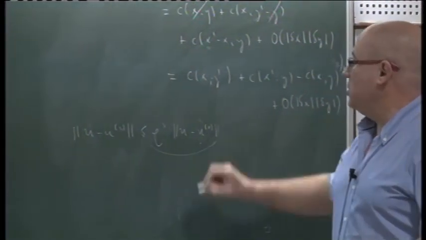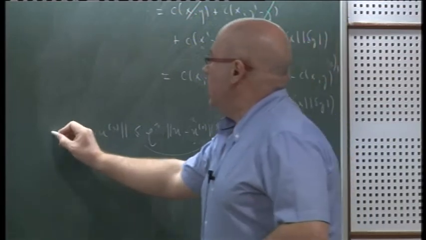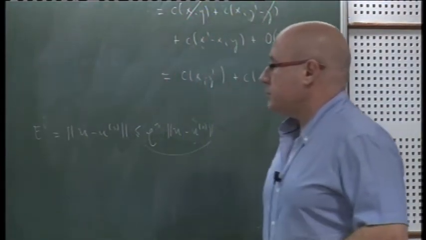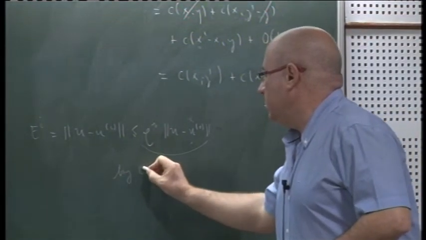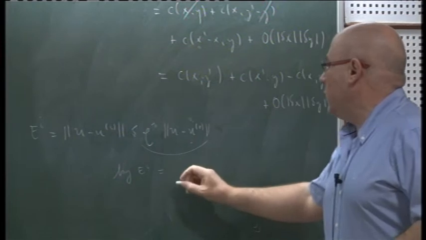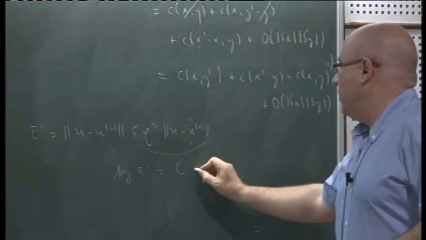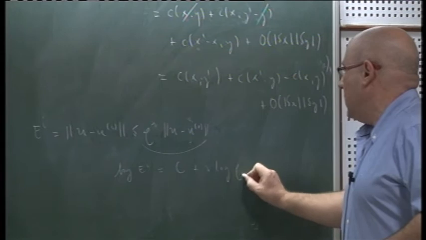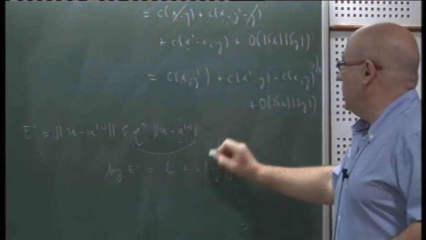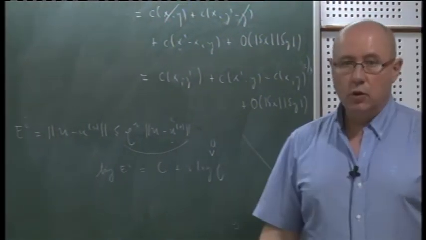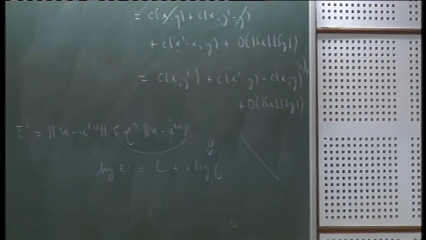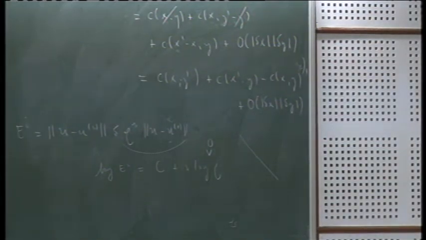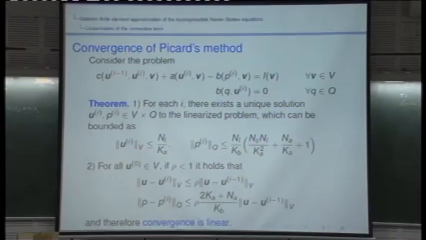Okay, so that depends on the initial guess. If you call it the error at iteration I, what happens is that the logarithm of the error at iteration I will be equal to a constant, which is the logarithm of this, plus I logarithm of rho. And since rho is smaller than 1, this is smaller than 0. So we have a negative slope in terms of the number of iterations. So the method is said to have linear convergence. Okay, linear convergence of the nonlinear procedure.